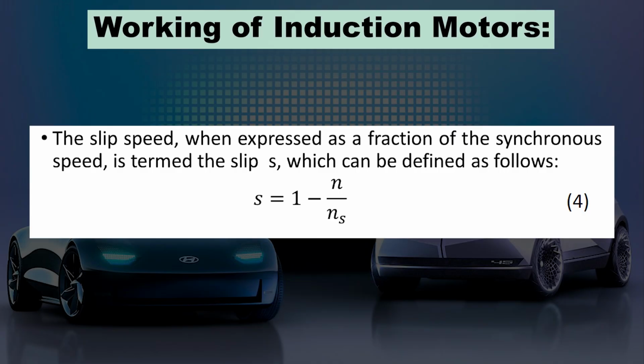Once the rotor is rotating, it eventually reaches a steady state speed n. This rotor speed is always less than the speed of the stator rotating magnetic field, which is also called the synchronous speed. The difference between the synchronous speed ns and the rotor speed n is called the slip speed. The slip speed is expressed as a fraction of synchronous speed and is called the slip, defined as S equal to ns minus n upon ns.